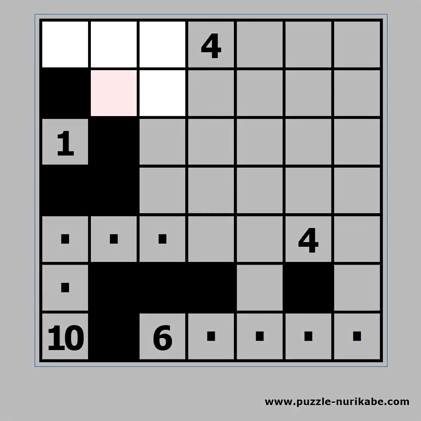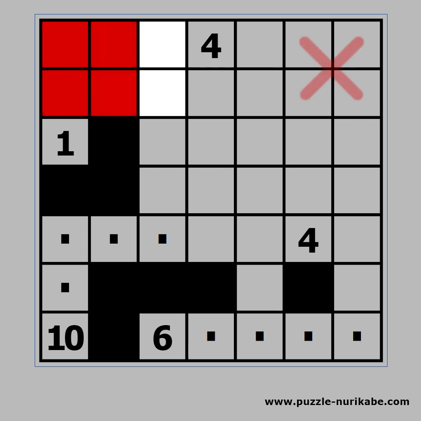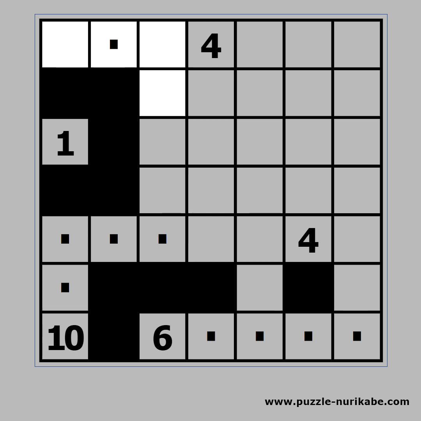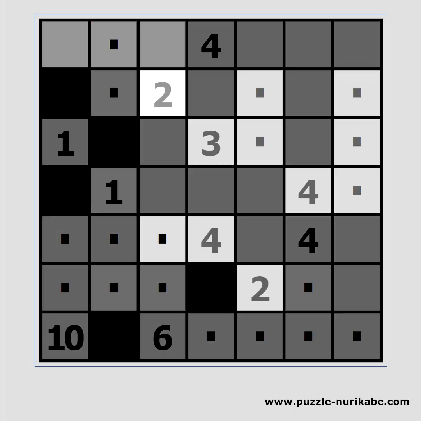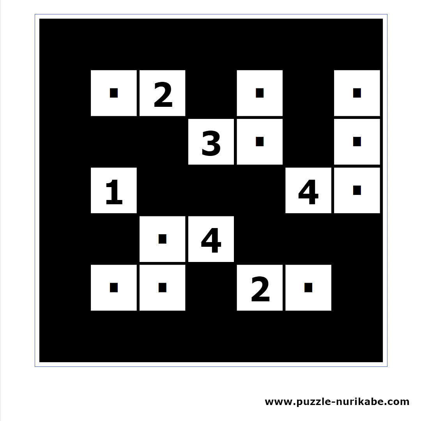Now let's look at this cell. If it is white, then it will have to be expanded in one of these directions. But either one of them will isolate a black area. That cell must be black. Now if this cell is black, it would lead to 2 by 2 black pool. So that cell must be white. With time you will become better at spotting cells which would cause a contradiction.